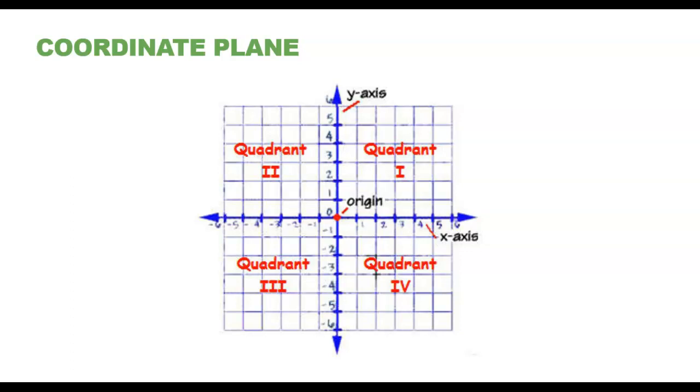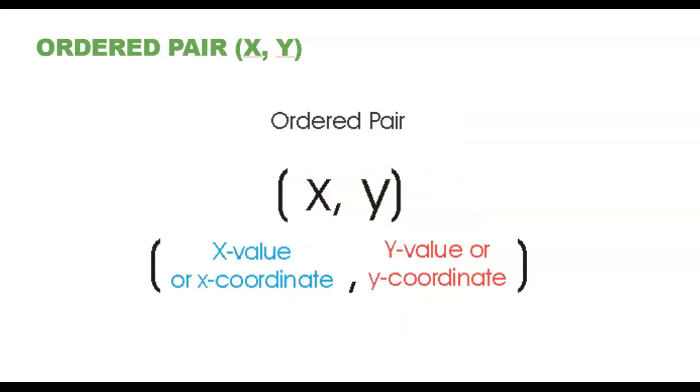The coordinate plane consists of two axes, horizontal axis x and vertical axis y. The x and y axes divide the plane into four quadrants. The point at which the two axes intersect is called the origin and has coordinates (0, 0). Locations of points on a coordinate plane are described as an ordered pair (x, y), where the first number represents the x-coordinate and the second number represents the y-coordinate.